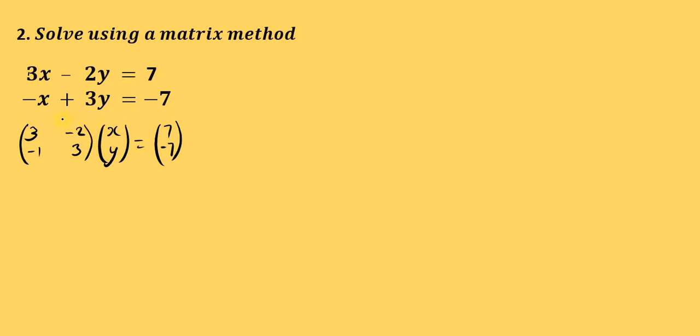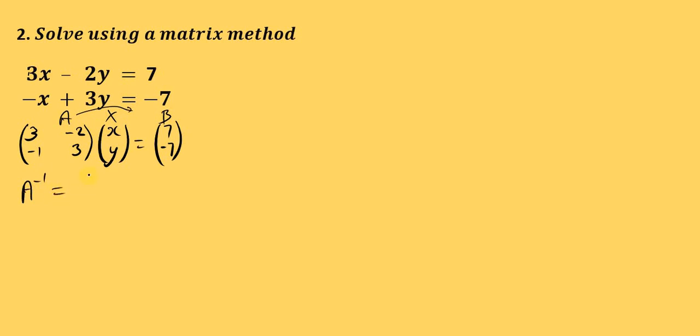Next, we recognize that this is in the form of Ax = B, where A is the coefficient matrix, x the variable matrix, and B the constant matrix. When we transpose A over, we get the inverse of A. So we need to find out what is the inverse of A. Let's work out the inverse of A.